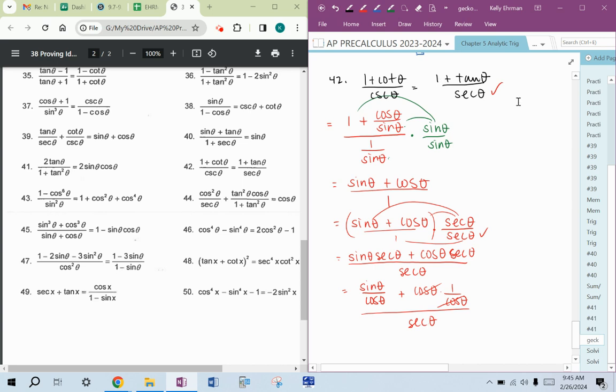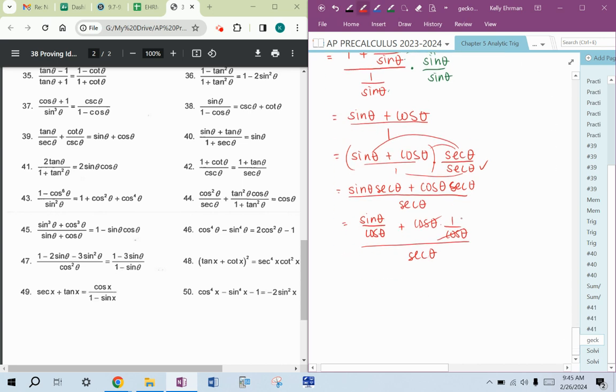Let's see, we're trying to get 1 plus tangent theta. So we have 1 from this term, and sine over cosine is tangent. So let's write it in the order that matches the proof. Let's put the 1 first, and then the plus tangent theta, all over secant theta. That's not the only way to get there, but that's just the way that I thought of for this one.